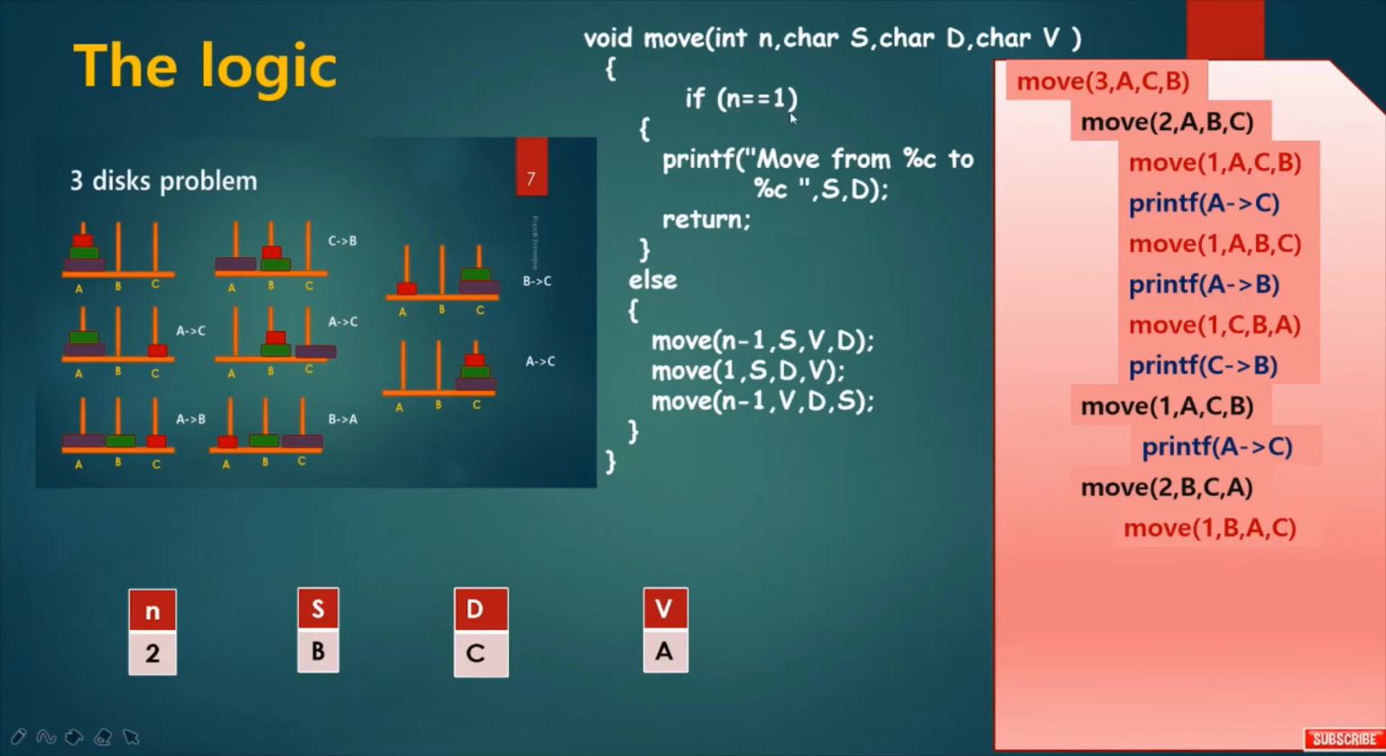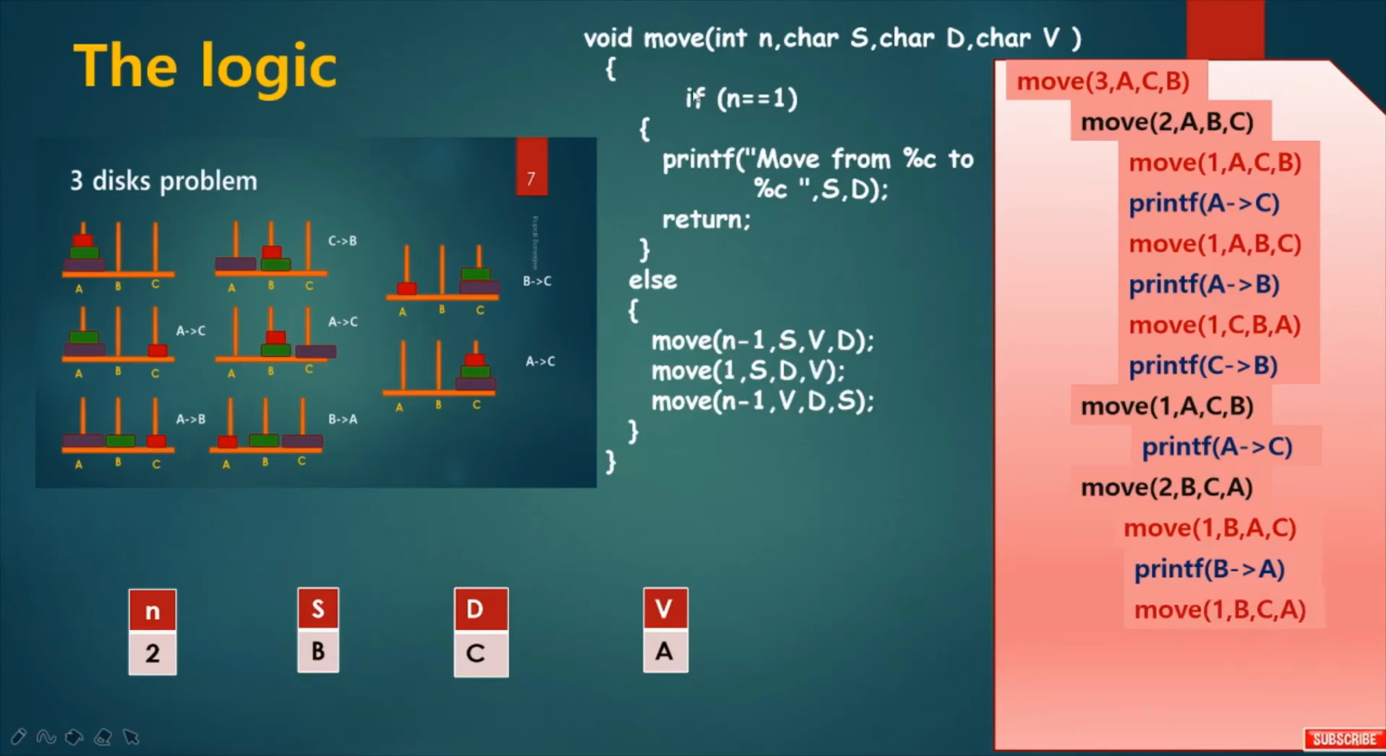If n equals 1, yes, n is 1. So there is one printf statement, S to D. S to D means here S value is what? S value is B. And D value is what? D value is A. So it is B to A. Now the second line. Move 1 is TV. So call the function move by passing these values: 1, S is B, D is C and V is A. That is move 1 BCA.